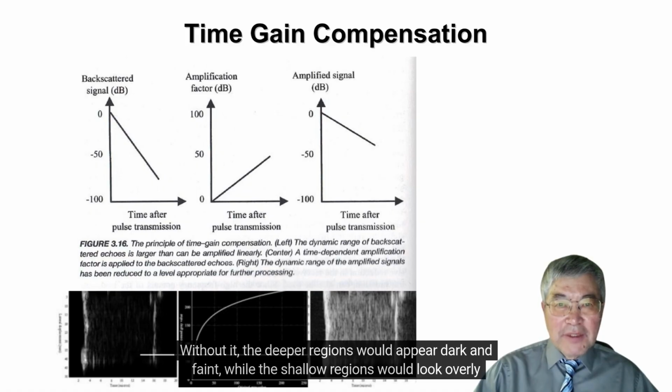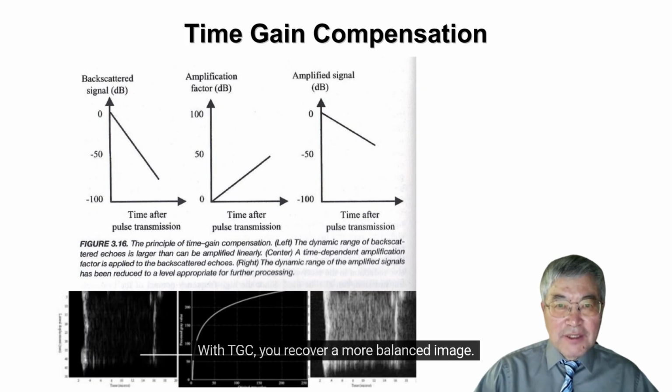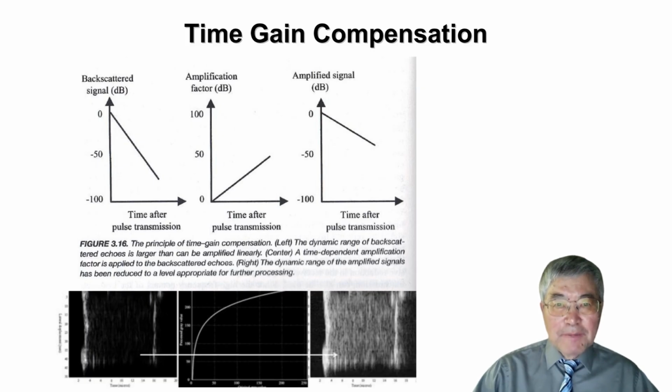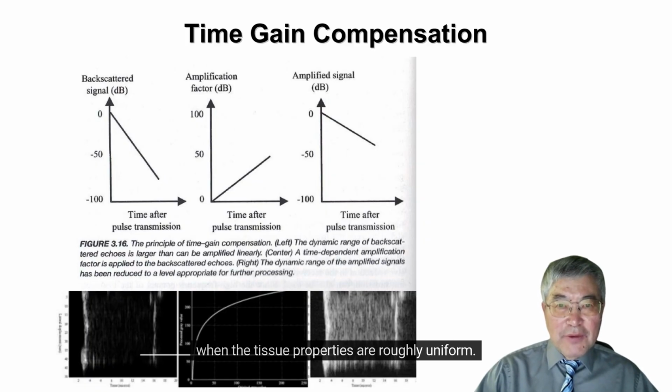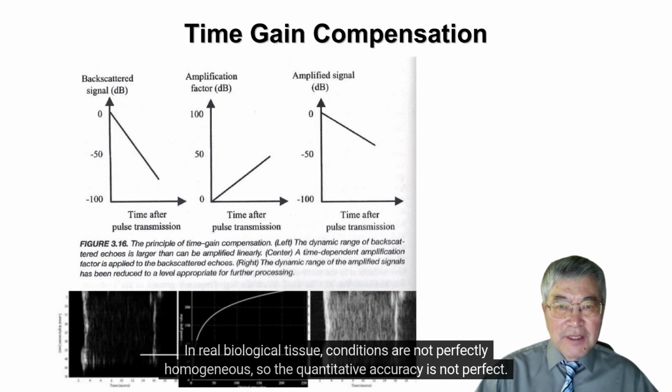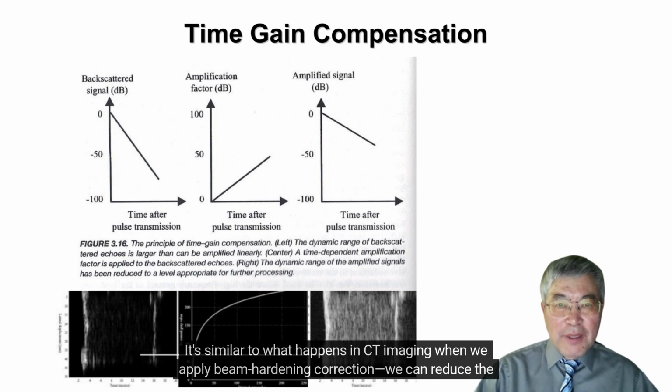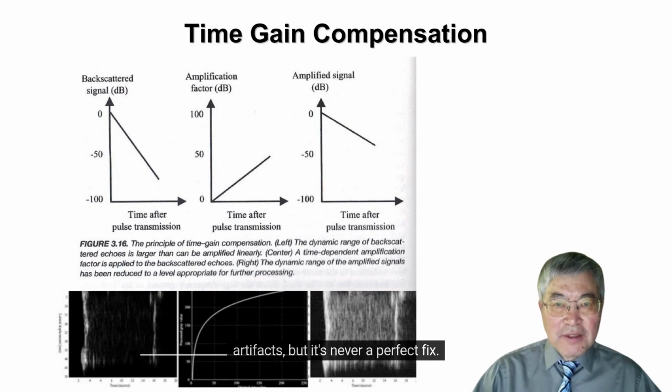Without it, the deeper regions would appear dark and faint, while the shallow regions would look overly bright. With TGC, you recover a more balanced image. However, remember that this correction is based on assumptions about tissue homogeneity. It works well when the tissue properties are roughly uniform. In real biological tissue, conditions are not perfectly homogeneous, so the quantitative accuracy is not perfect. It's similar to what happens in CT imaging when we apply beam hardening correction. We can reduce the artifacts, but it's never a perfect fix.